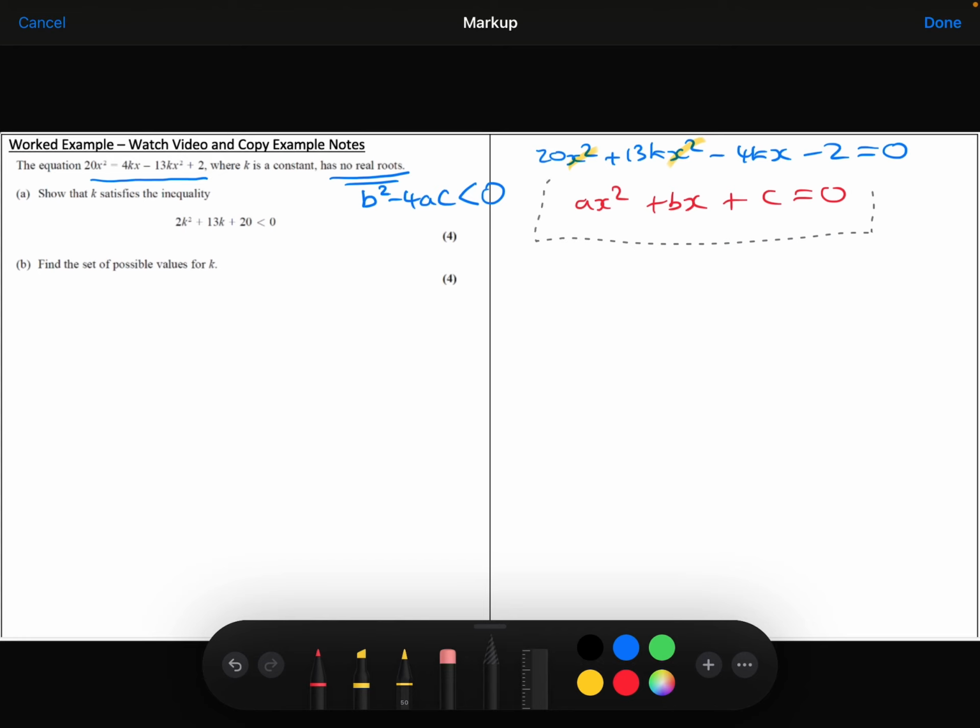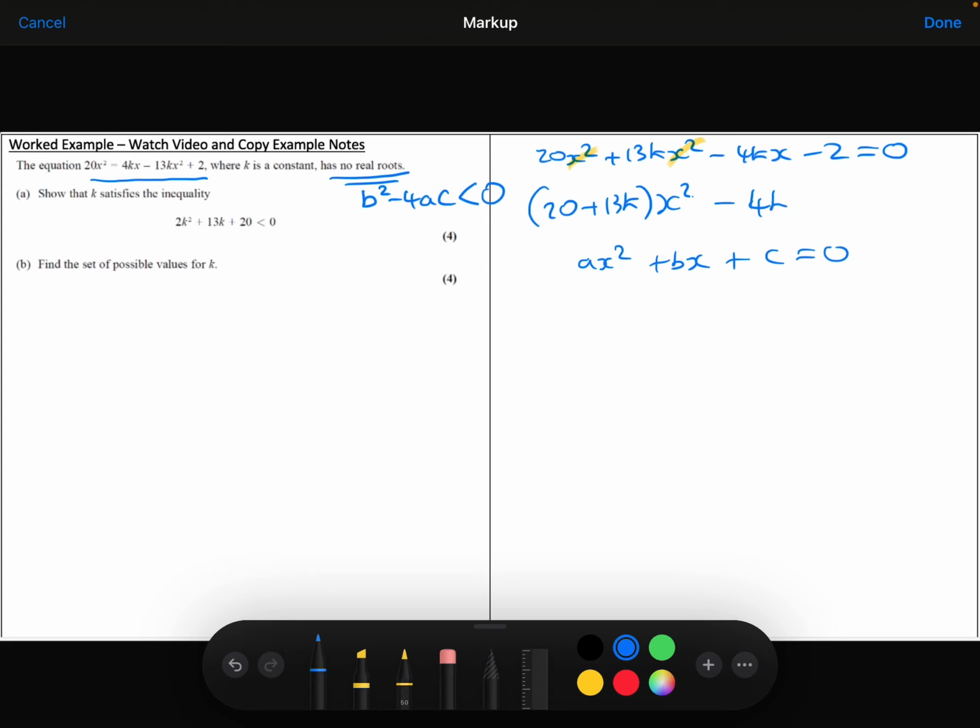If I factorise that x squared, in front of that x squared, I'm going to have 20 plus 13k. The 4kx, that's fine. The minus 2, that's fine. I can now see that this is my a. My b is the minus 4k, and my c is the minus 2.